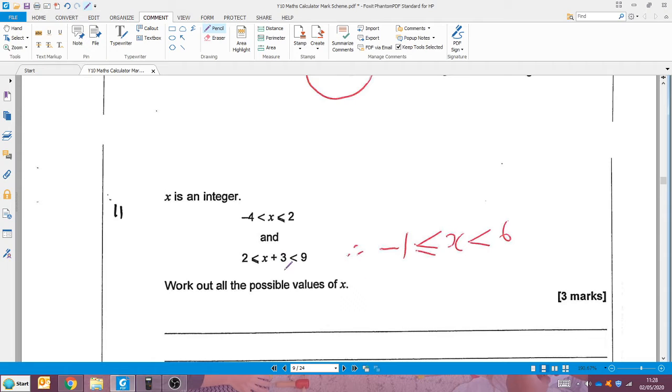Integers. Don't like this. First job is take away 3 from each end. That will give me this.